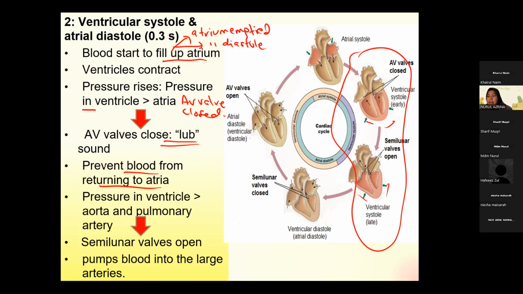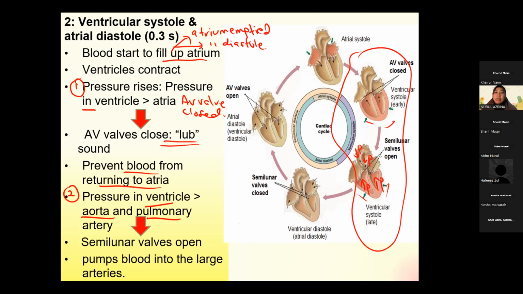At the same time, this is the first explanation about pressure: pressure in the ventricle is higher compared to the pressure in the atria. The second condition of pressure is that pressure in the ventricle is higher than the pressure in the aorta and pulmonary artery. You can see here, pressure inside the ventricle is higher compared to the pressure inside the aorta and pulmonary artery. We know the concept of pressure: blood will flow from high pressure to low pressure.